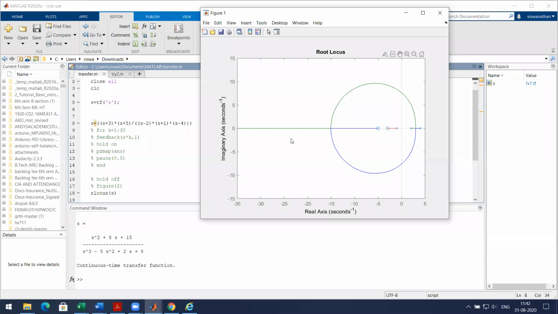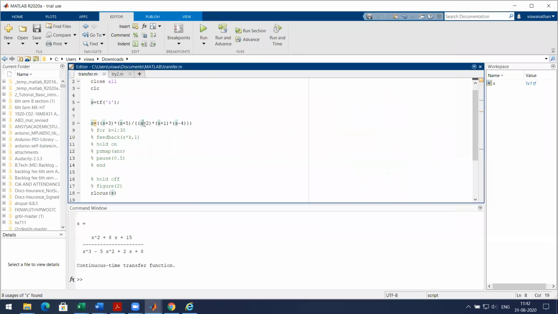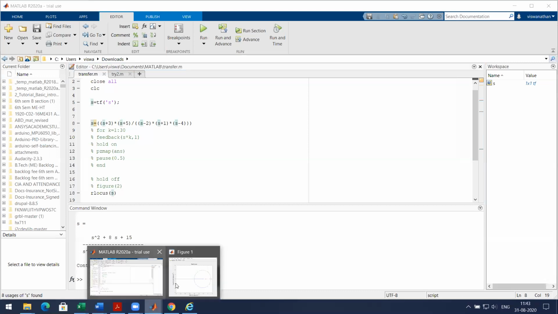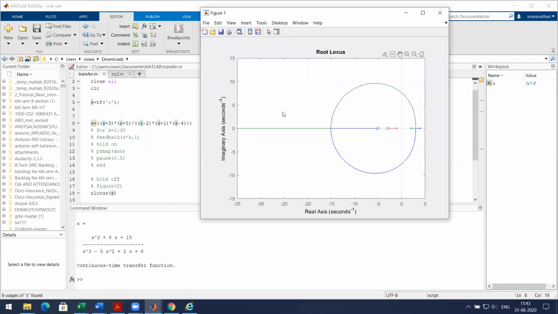So what I'm trying to tell you is a pole will always go to a 0. If it's not able to find a 0, it will go to infinity.